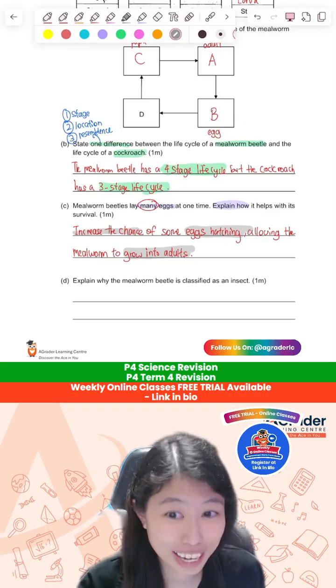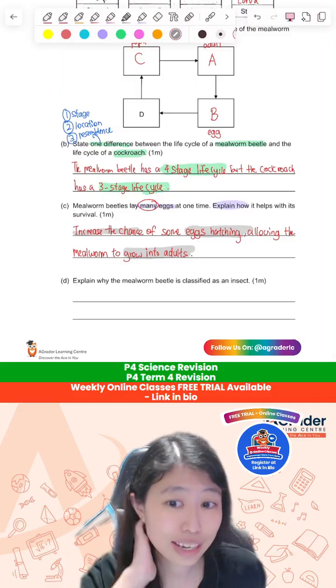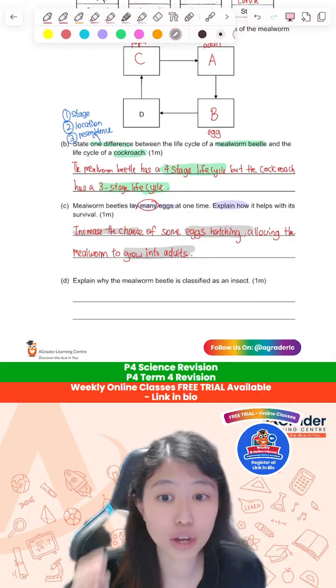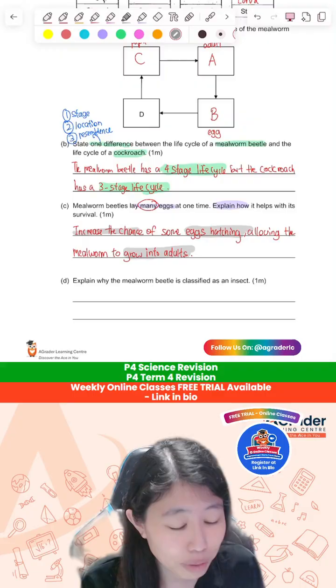A lot of you got the idea there for question C, but you all must phrase it scientifically. We usually say increase the chance of something. In this case, it's increase the chance of the eggs hatching and allowing them to grow into adults. All right, I'm going to move on.